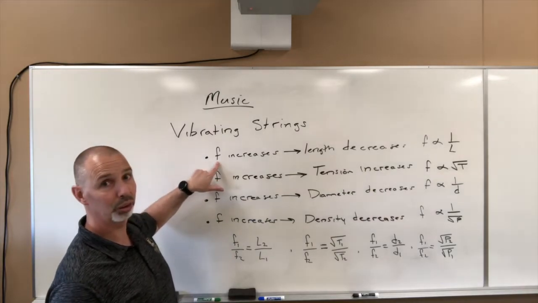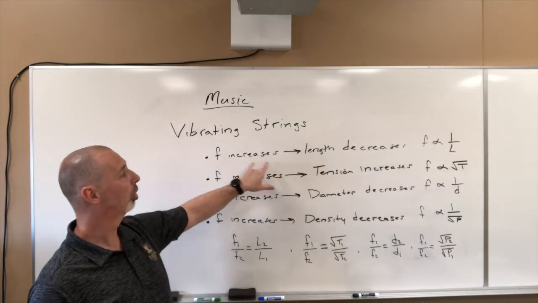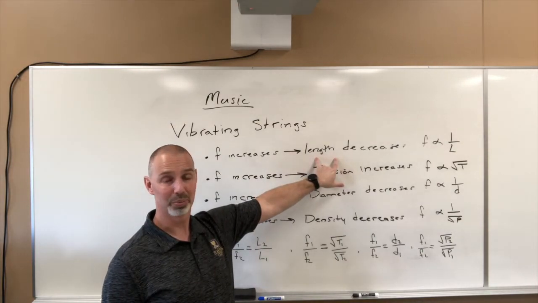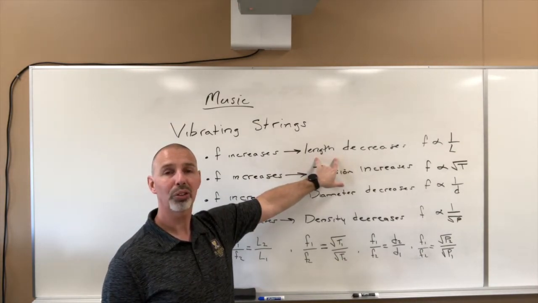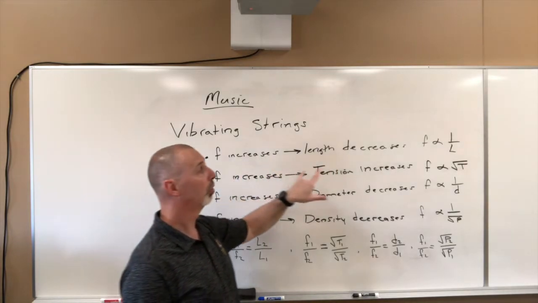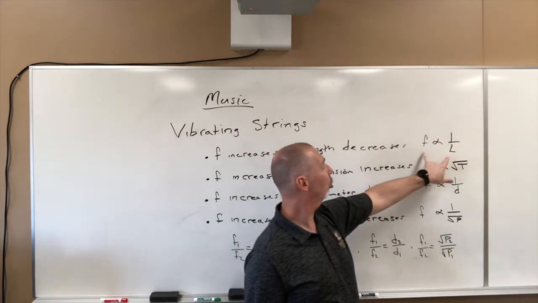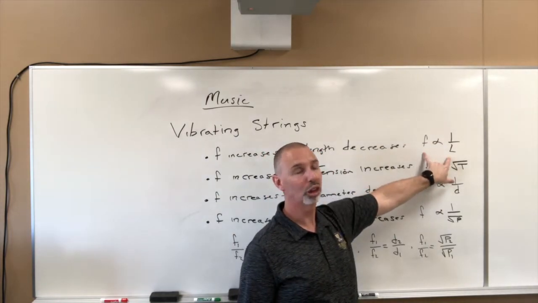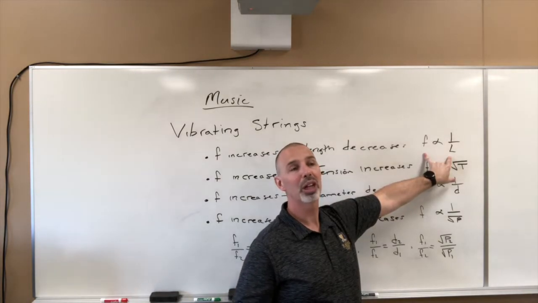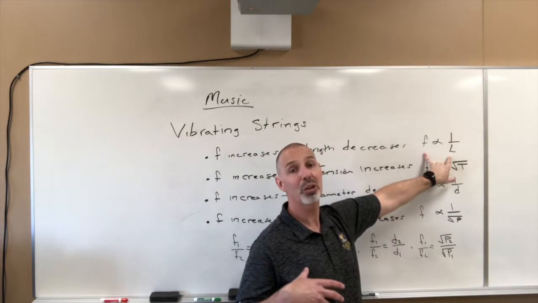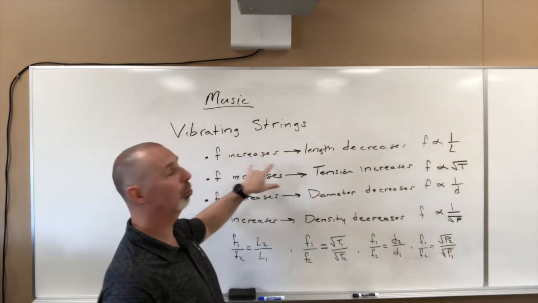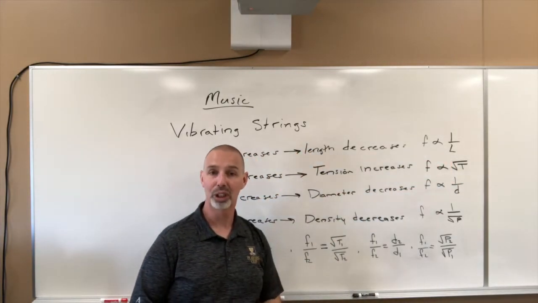F, which stands for frequency, will increase if the length of the string decreases. Okay, so the shorter the string is, the greater the frequency will be. And so when we look at a relationship, it's an inverse relationship where F is proportional to 1 over L. And just remember, inverse relationships mean that as one value goes up, the other value goes down. So in this case, as frequency increases, length will decrease.